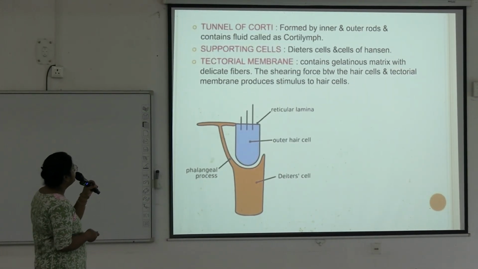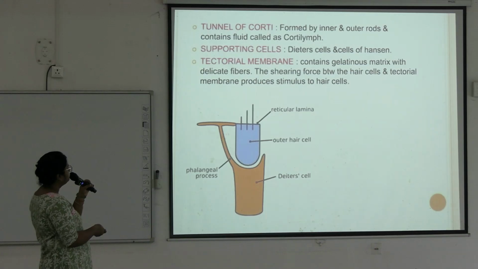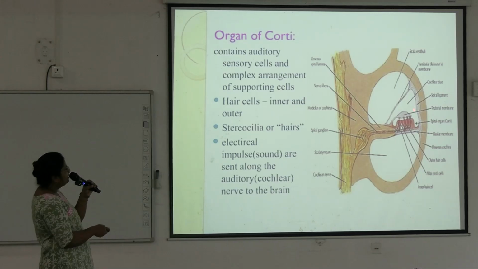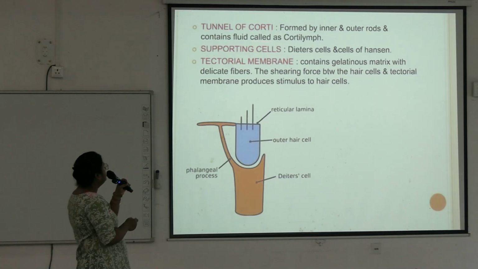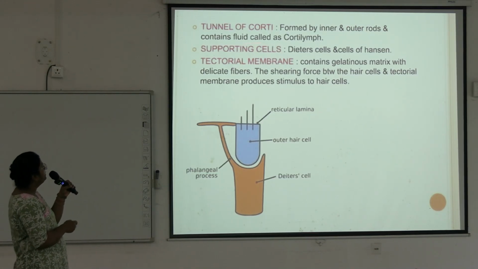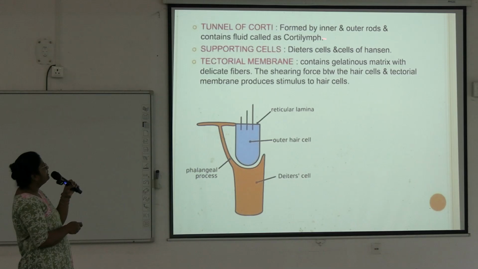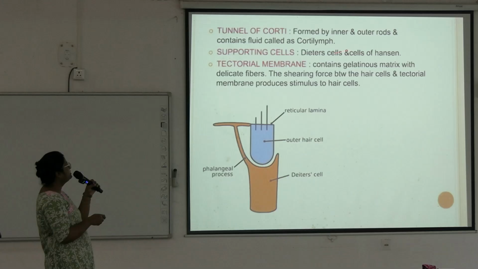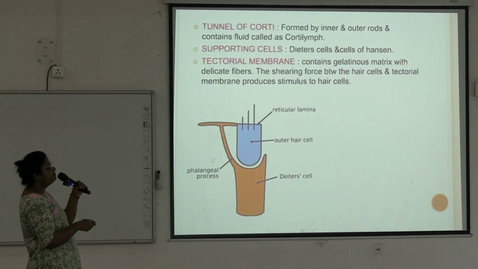Next is the tunnel of Corti. See, this is the inner hair cell, and these three layers are the outer hair cells. And this gap in between the inner and outer hair cells is the tunnel of Corti. And this membrane is the tectorial membrane lying over the hair cells, over the stereocilia of the hair cells. So the tunnel of Corti is formed by inner and outer rods and contains a fluid called Corti lymph. And there are supporting cells also. This is one supporting cell, Deiters cells, and cells of Hensen.